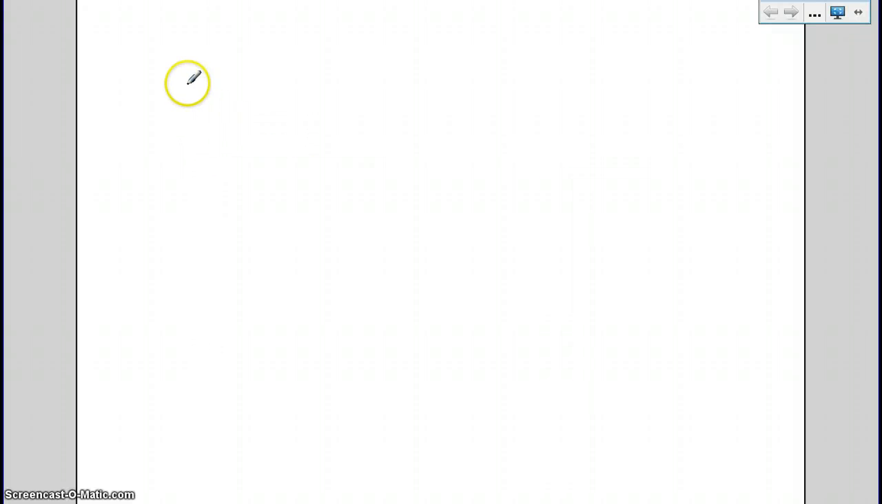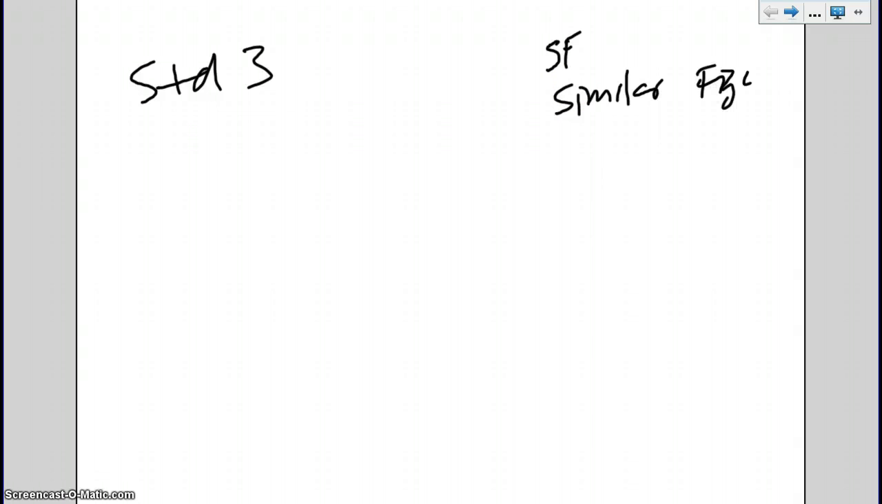Alright, I got a request to make a video for standard 3 of this unit, which has to do with scale factors, basically, similar figures. I'm going to show you this chart, I'm going to explain the chart, and then I'm going to use the chart. A lot of people say it's helpful, so maybe you will find it helpful as well. Here's what the chart looks like.